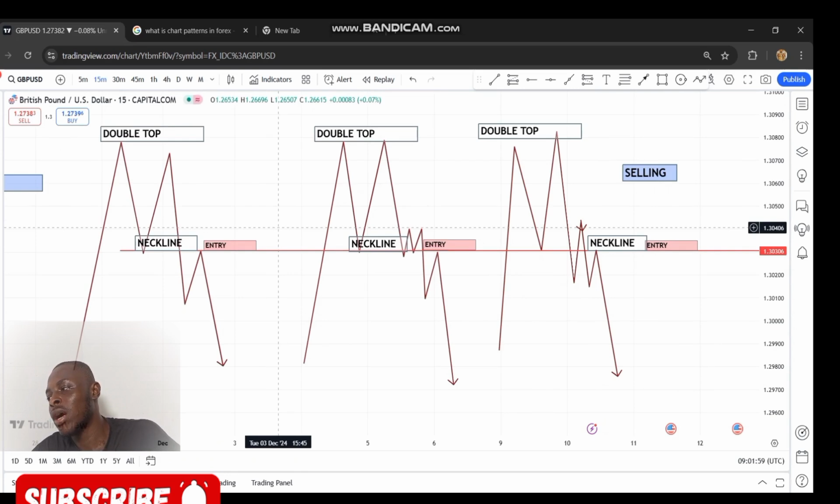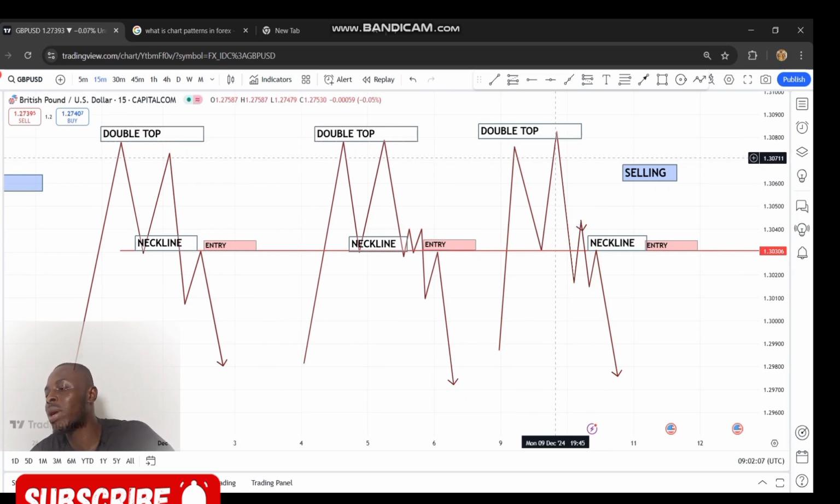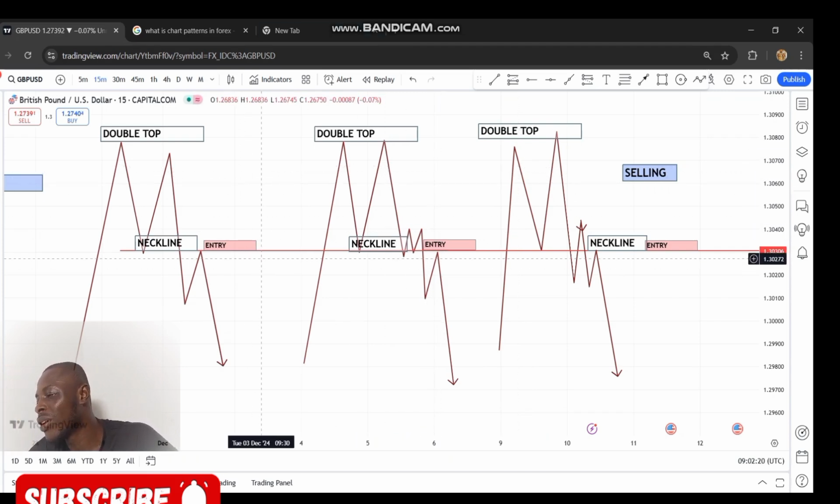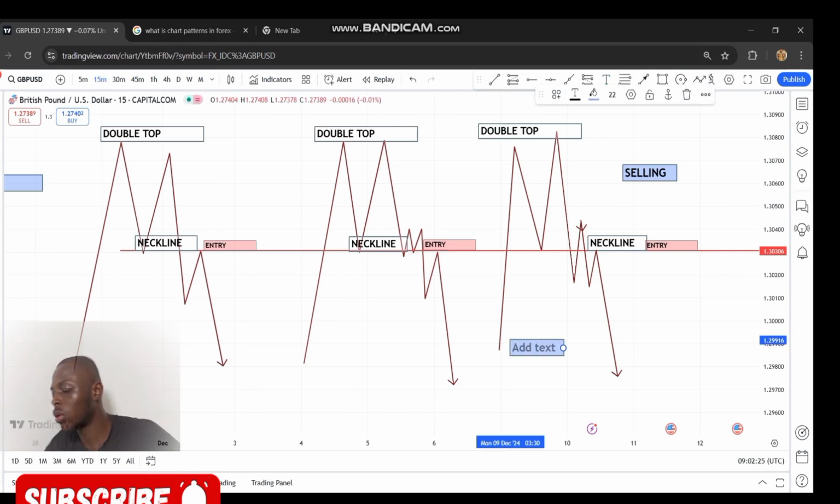Now, before I get there, I should let you guys know that whenever you're trading, you should make sure you're making at least a 1:2 reward of whatever you are risking. For example, if you are risking $100, you should be making at least $200.